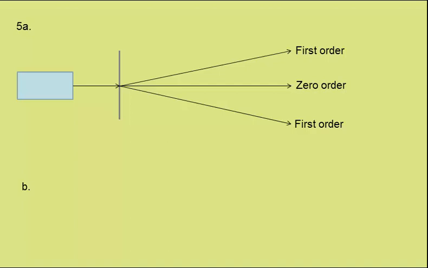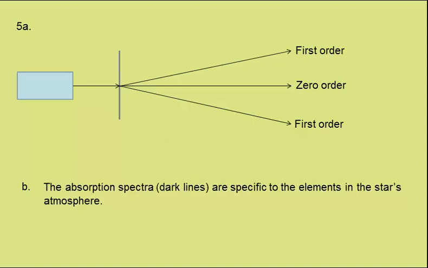In B, light from a star is passed through a grating. We need to explain how the appearance of the first order beam can be used to deduce one piece of information about the gases making up the outer layers of the star. Well, the absorption spectra, which are the dark lines, are specific to the elements in the star's atmosphere.